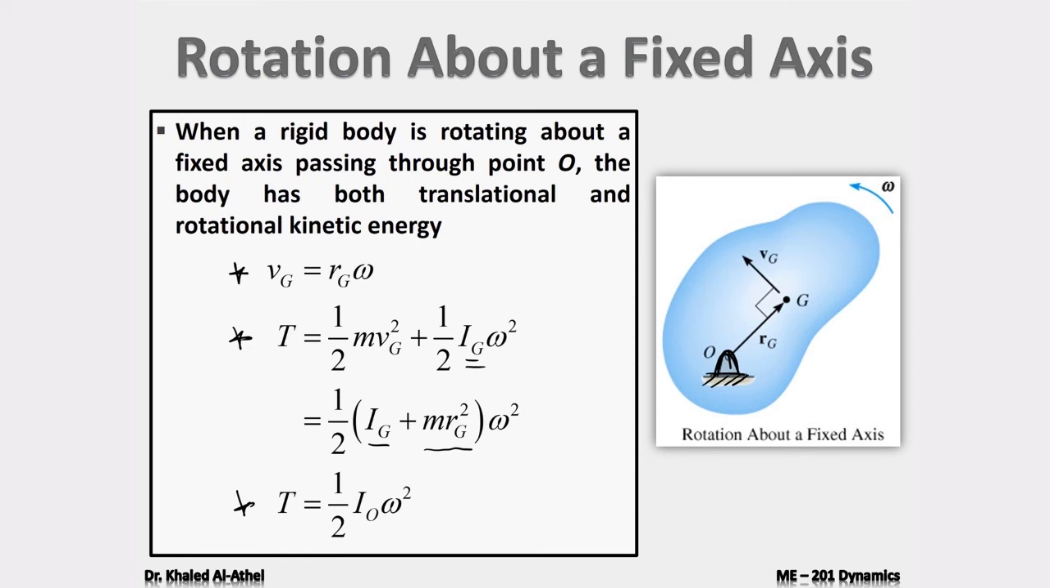Now, this is not a derivation. I'm not saying that this is the form that you need. I'm saying that you can use either this form or you can use this form. You can do it in one of the two ways. That being said, usually in the problem given to you, you could have IG, and then you have to add m rG squared. Sometimes you are given IO around the fixed axis of rotation, or if you know the direct form for IO, then you can use it directly. So you can use either one of those two.